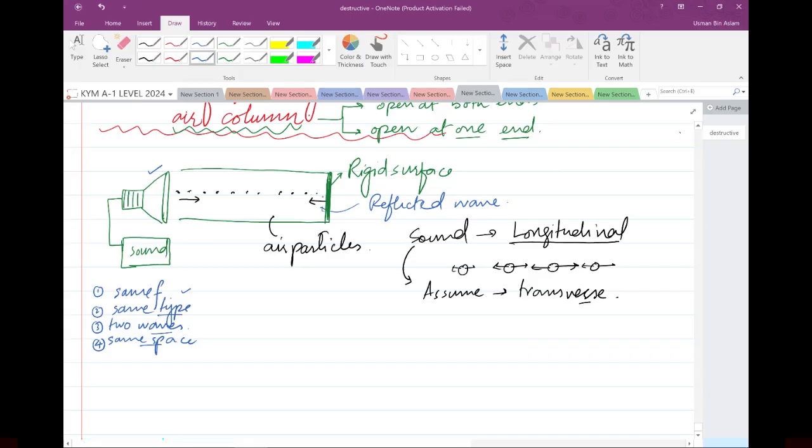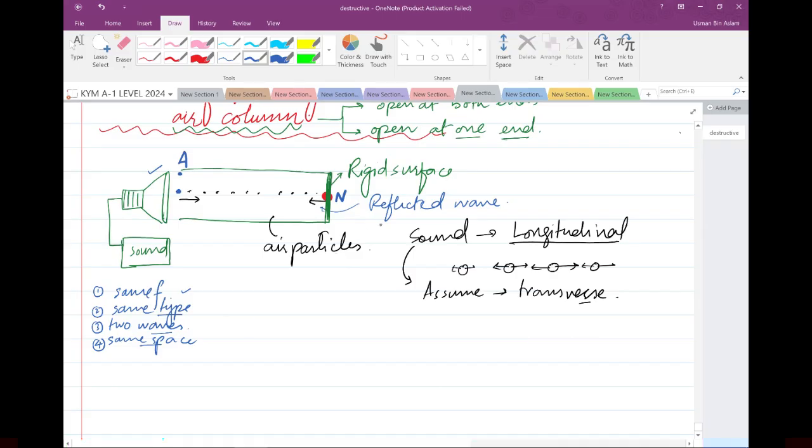So in such a situation, the particle that will be present at the rigid surface here, the one that I'm showing with red, this red particle is present at the rigid surface. So it's not going to be able to move. That means there will always be a node forming at this point. Because this particle is present at a rigid surface, it won't be able to move back and forth. And this particle here is present at an empty open space. That means this particle will be able to exhibit maximum displacement constantly. So at the open end, there is always an antinode formed.